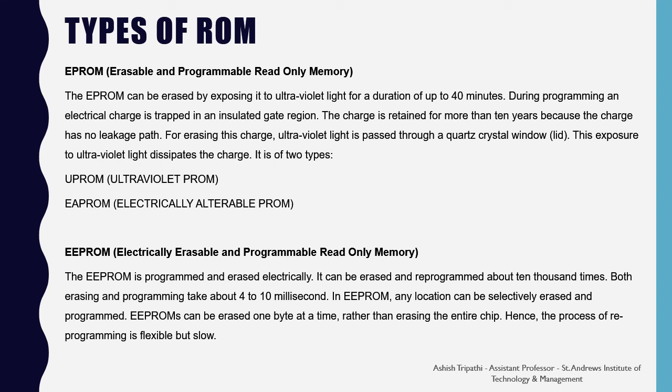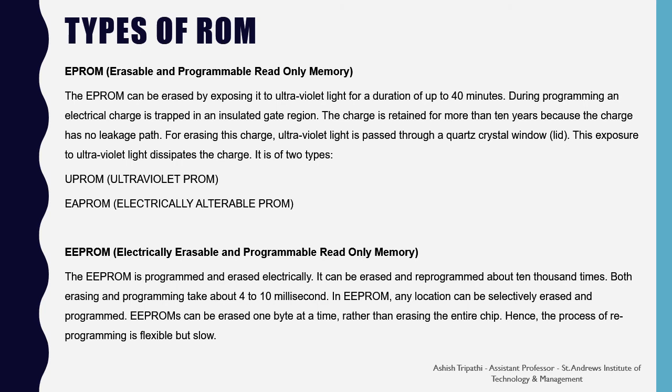So if you have an EPROM, you can rewrite it by erasing its contents by exposing it to UV light for about 40 minutes. If you don't, then the contents are stored as the charge in the EPROM, and this charge is retained for about 10 years. You have another type of ROM, that is EEPROM, that is electrically erasable and programmable read-only memory.